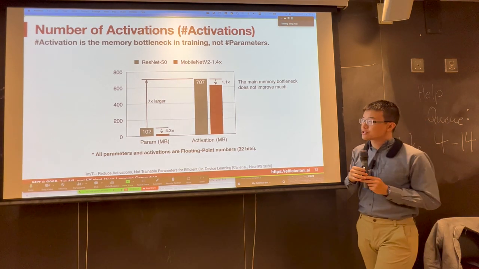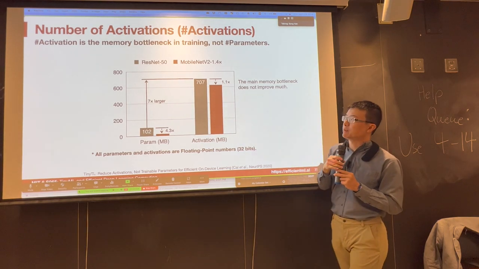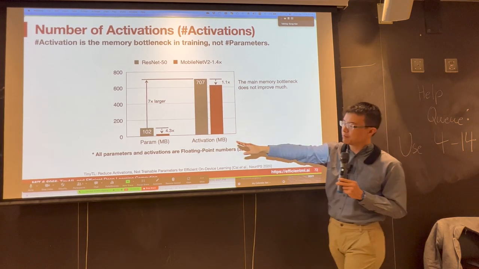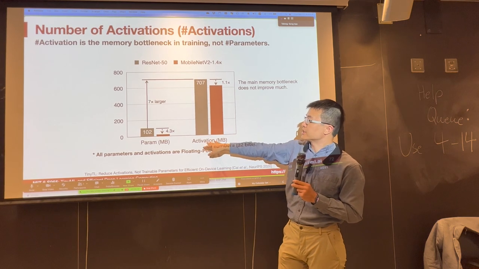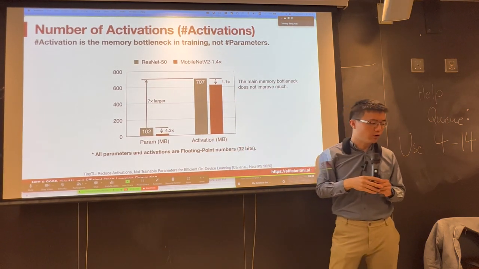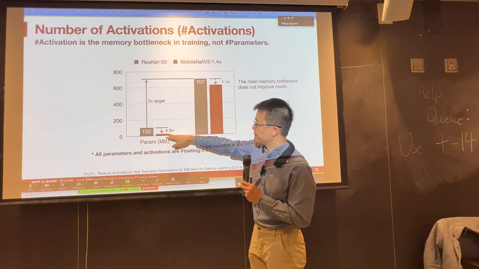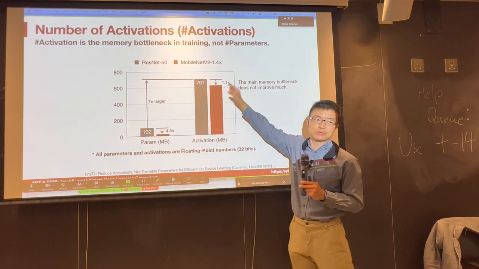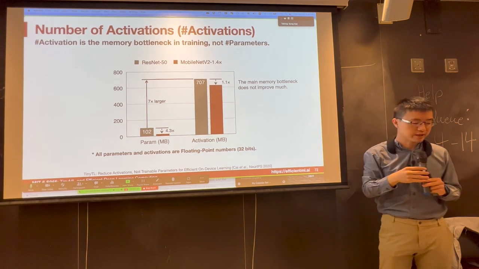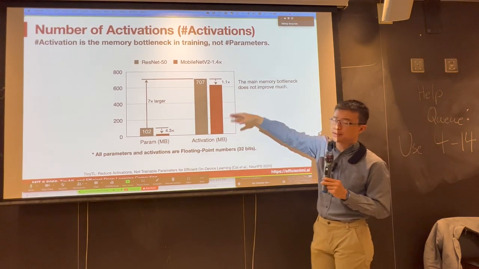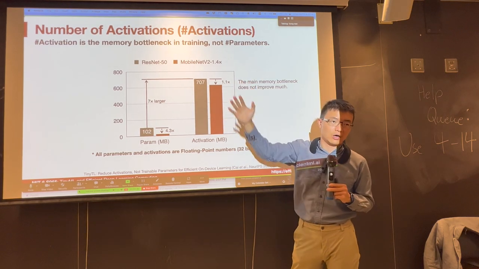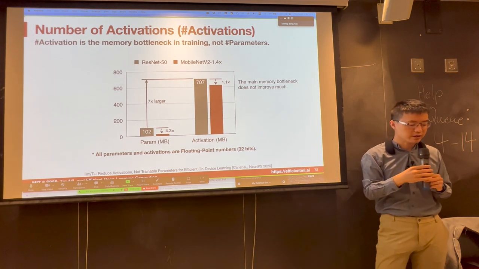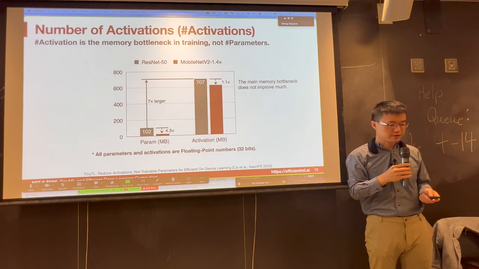Why does activation matter? For training, the activation is actually the memory bottleneck, not the number of parameters. In this slide, we compare the parameters versus the activations of ResNet 50 and MobileNet V2 1.4. MobileNet has 4 times fewer parameters, but the activation is only improved by 10%. Activation is a less studied area, and it is the dominating factor for training, because we have to store all the input activations for back propagation, and we also have a larger batch size compared with inference.